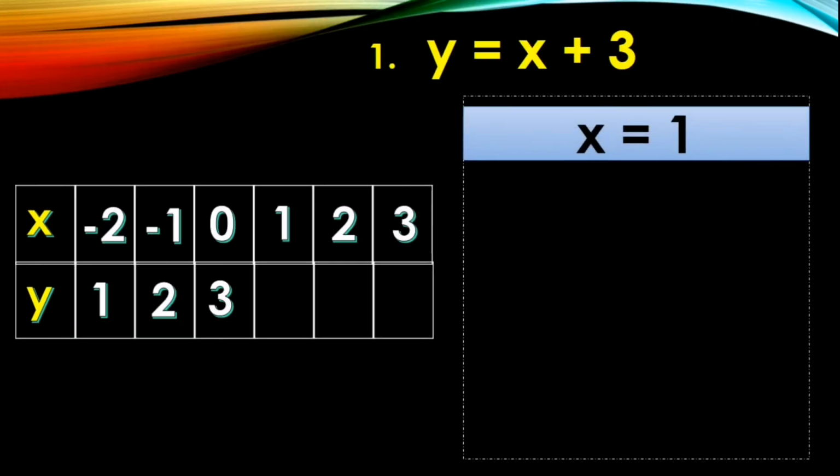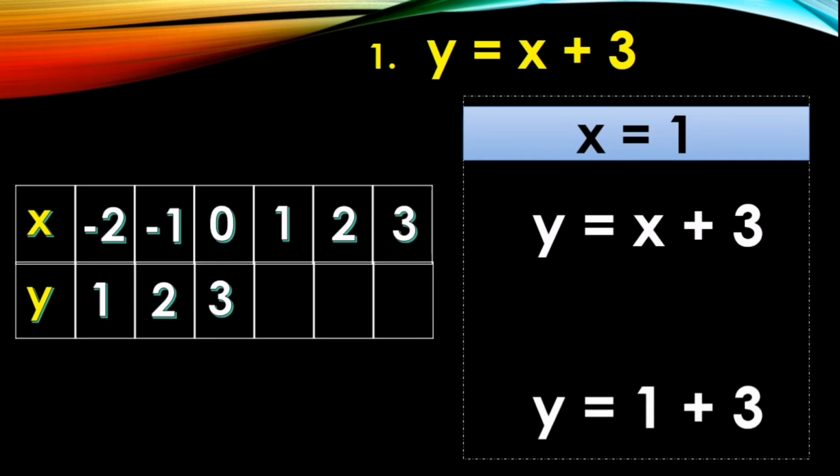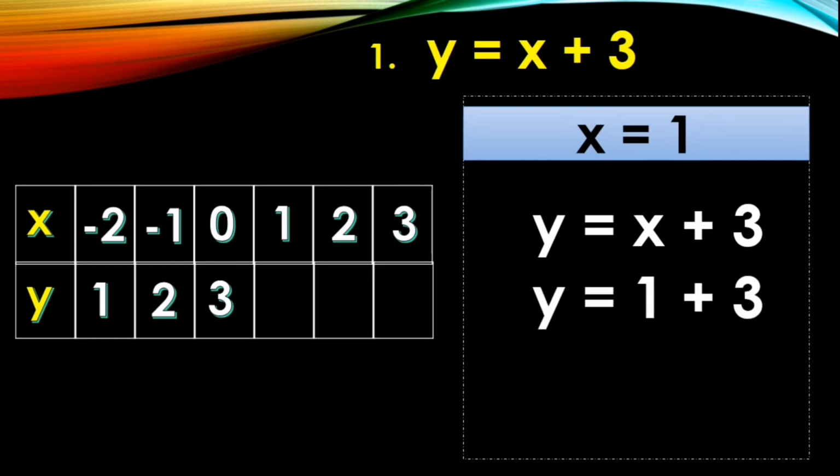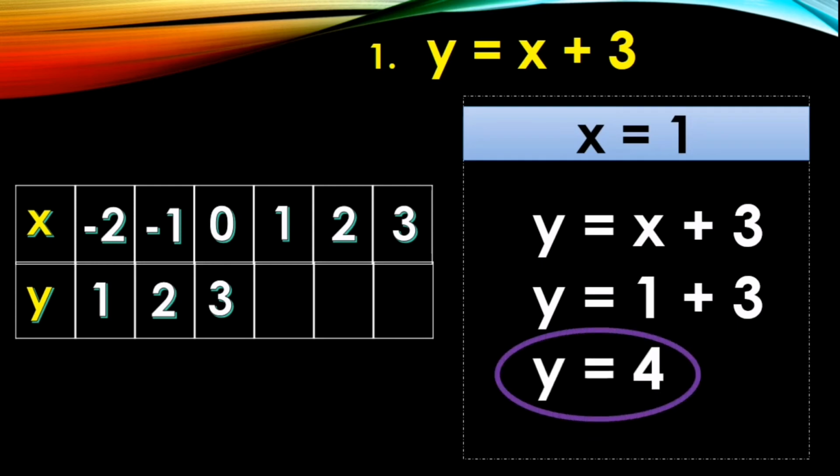If x is equal to 1, what do you think is the value of y? So we will copy again the equation, y is equal to x plus 3. Then substitute the value of x, which is 1. Y is equal to 1 plus 3, and 1 plus 3 is equal to 4. So if x is equal to 1, y is 4.